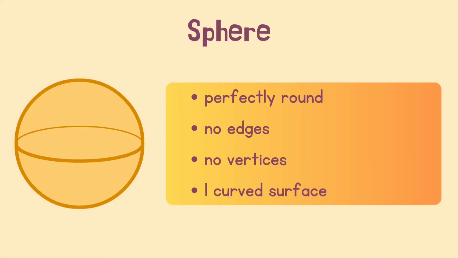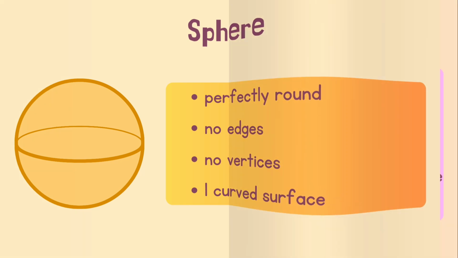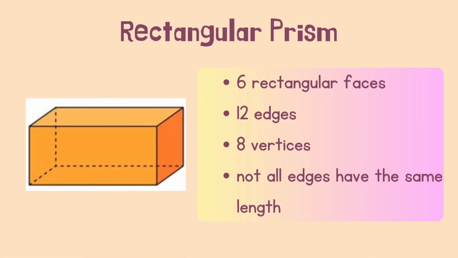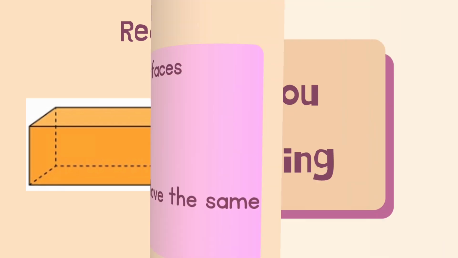This is a sphere. Spheres are perfectly round, they have no edges, have no vertices, and have one curved surface. This is a rectangular prism. Rectangular prisms have 6 rectangular faces, 12 edges, 8 vertices, and not all of its edges have the same length.